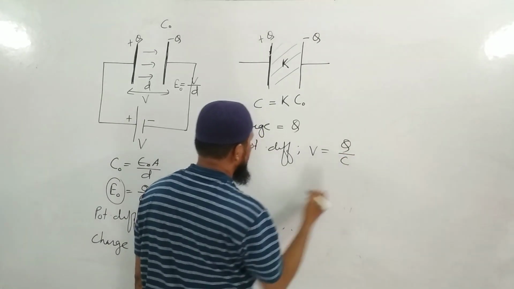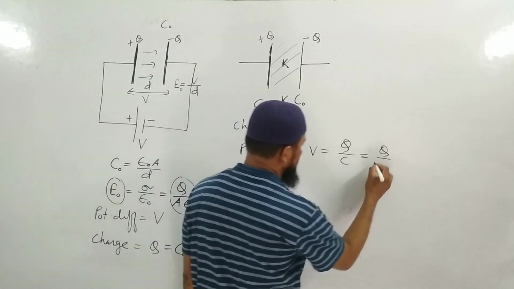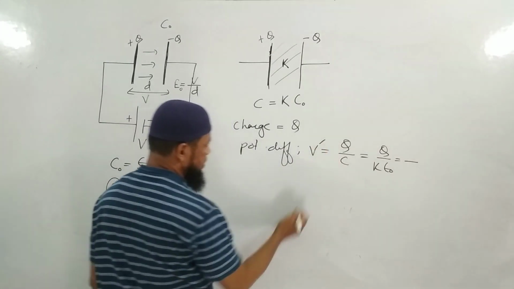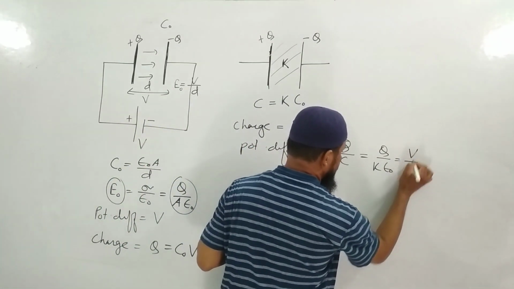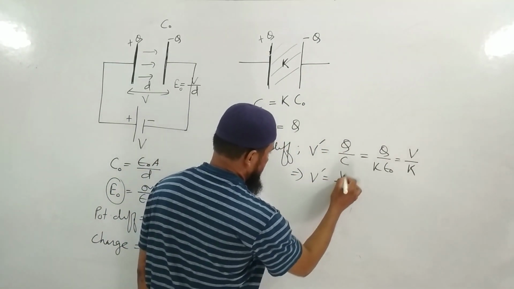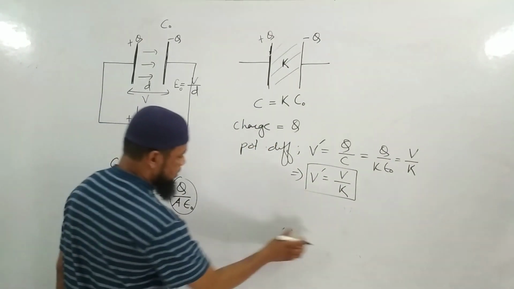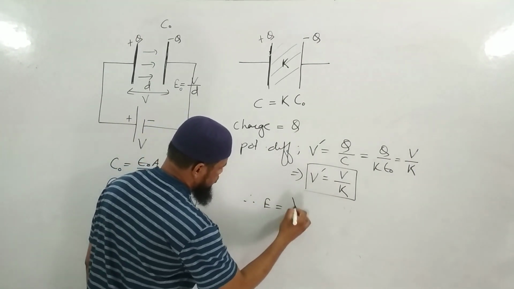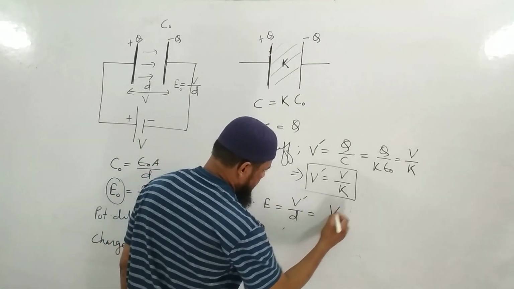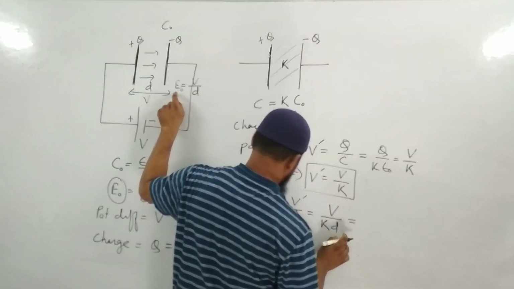V is equal to what? Q by C. Q is Q only, and C is equal to K C naught. So let me call the new potential V res. The new potential will become 1 by K times the original potential. So therefore electric field is what? V by D. You can do it like this: V res by D. V res is V by K into D, and V by D was the previous electric field.